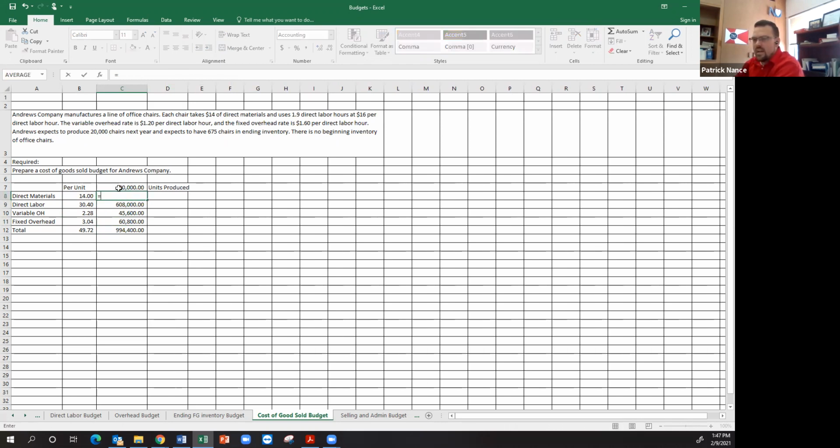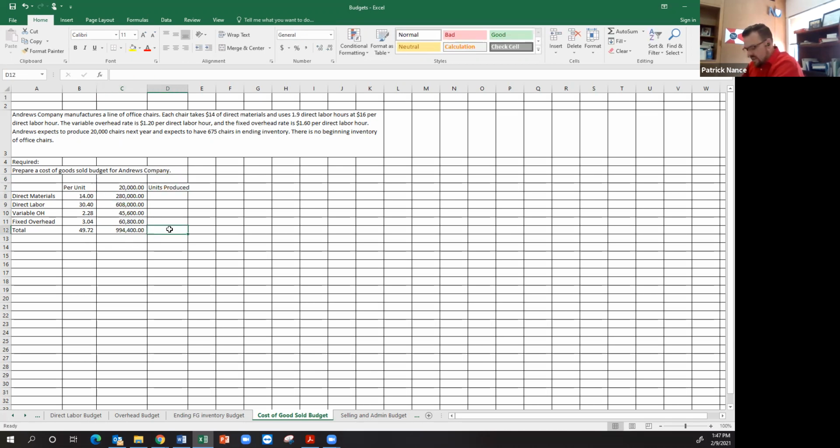Now what I did here was I went equals $14 times 20,000 and I hit the F4 button, and that puts a dollar sign before and after the C. What that does is make the row and column stay the same even when I use the fill handle. It anchors that one to where it is at 20,000, then multiplies each one of these by 20,000. The cool thing about building it this way is that if I wanted to change how many units I produced, it'll automatically shift these numbers so you don't have to rebuild this spreadsheet every time. But we're looking at 20,000 units for this one.